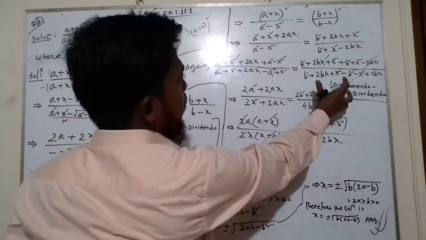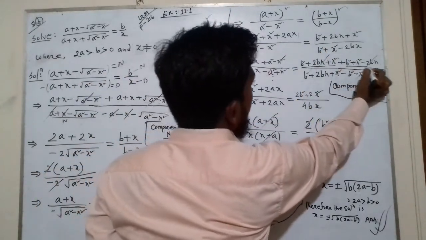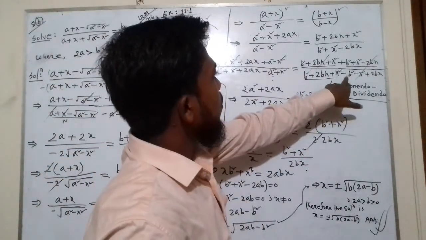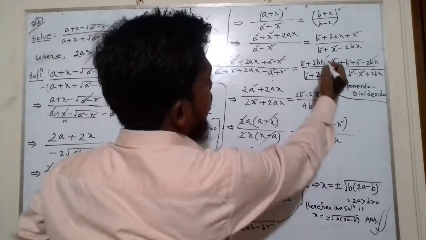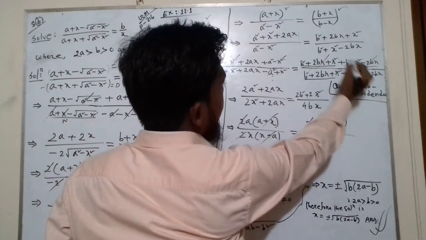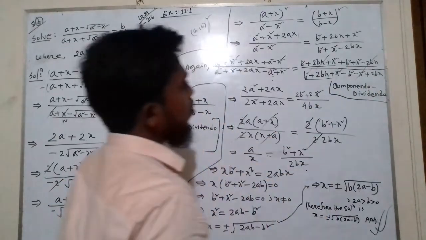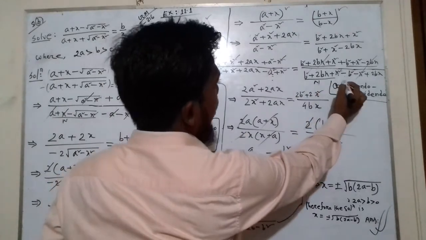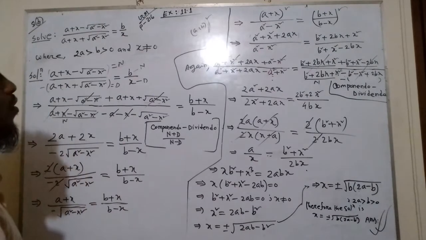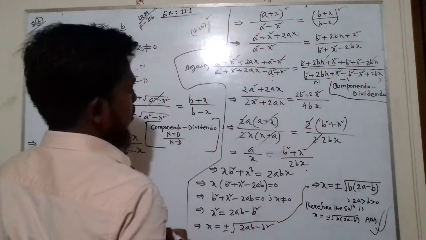Here is numerator plus denominator divided by numerator minus denominator. If we multiply this, minus, plus and minus is minus, minus and plus is minus, and minus is plus. So numerator minus denominator. Okay. Now cancel a square minus x square, a square minus a square.